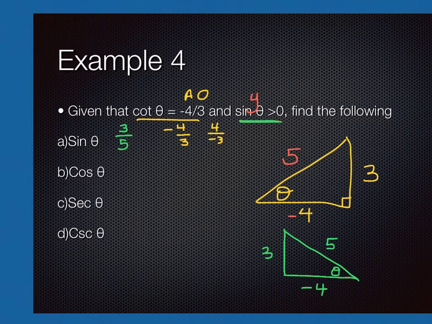The cosine would be negative 4/5. The secant is the reciprocal of cosine, which is negative 5/4. And the cosecant is the reciprocal of sine, which is 5/3.